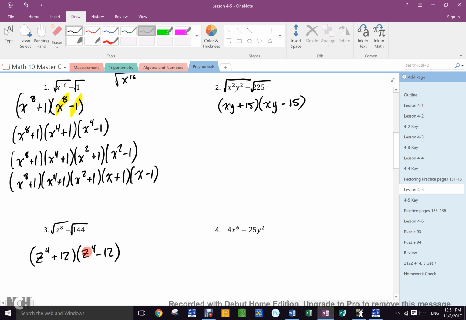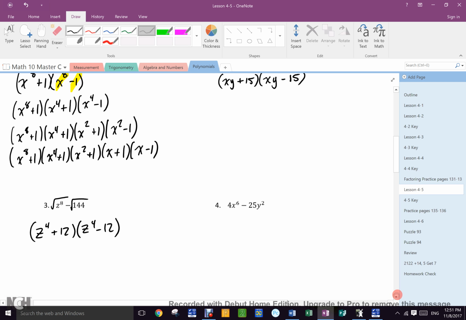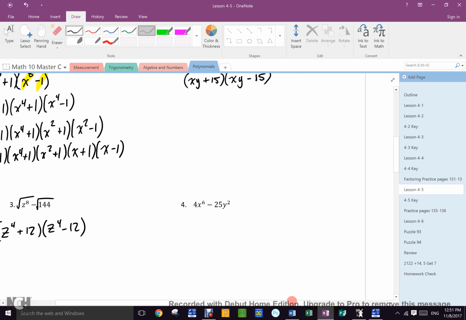Does that have a square root? Oh, it's 12. Okay. Does 12 have a square root? So am I done? Excellent. Okay. Look at number 4. What's different about number 4? It's got a number and a letter.